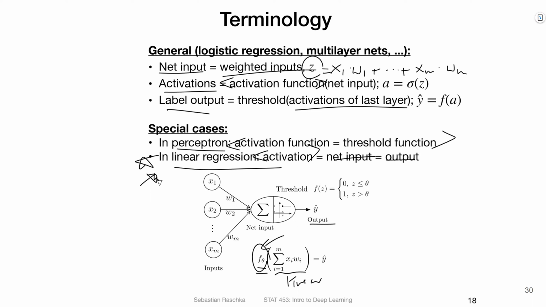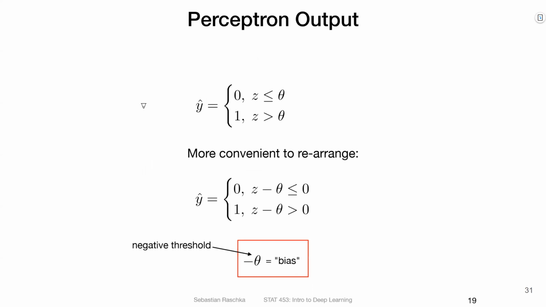You need to get used to these terminologies. The perceptron output was binary, meaning that the outputs could be either 0 or 1, and there was theta, which signifies the threshold. If the net input is smaller than or equal to this threshold value theta, then the output is going to become 0. Otherwise, it becomes 1.